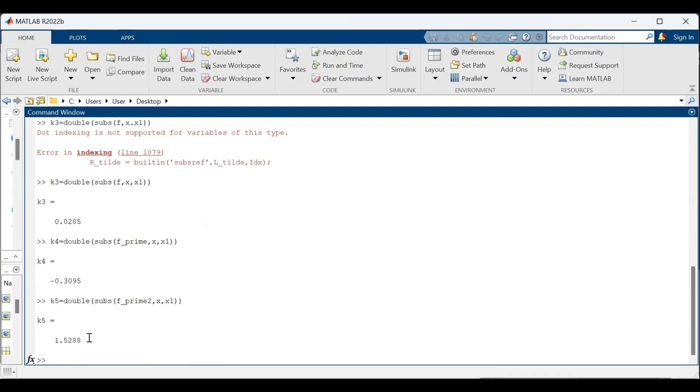Okay, so this one, I got it correct, 1.5 something. Where I messed up was when finding f prime of x1. I think this is where I messed up. Okay, no wonder we got something different. Yes, this is where I messed it up. Now let us find x2.